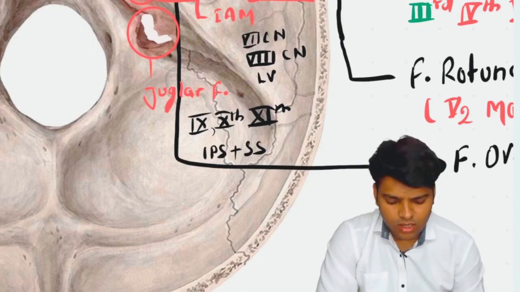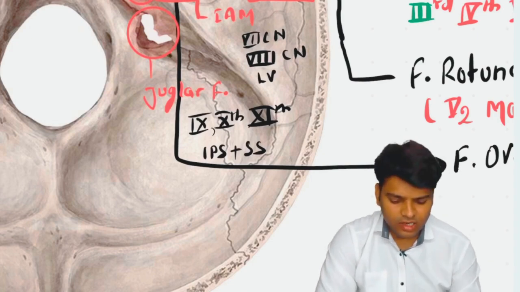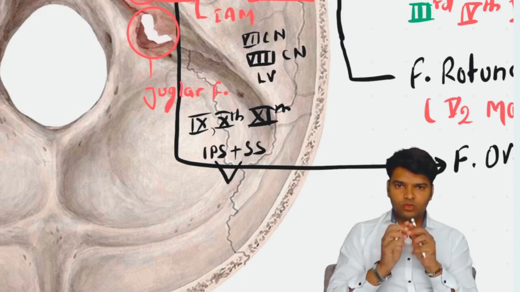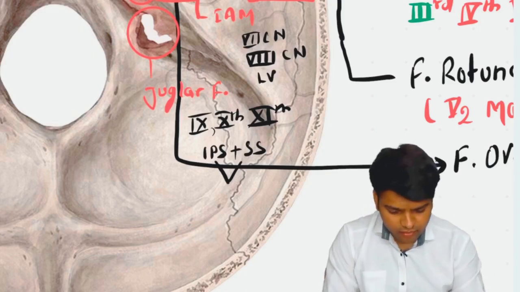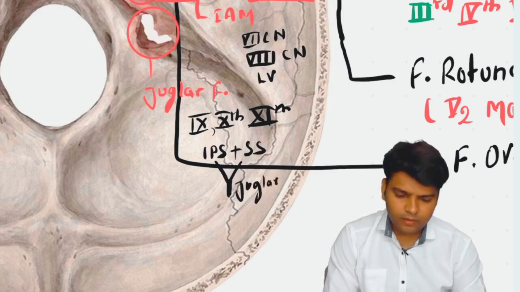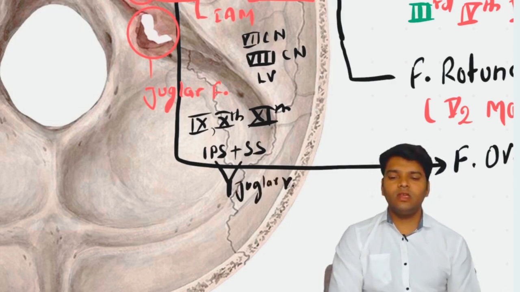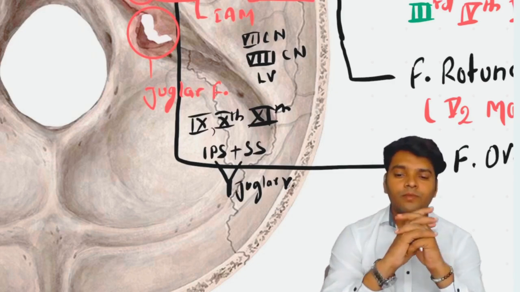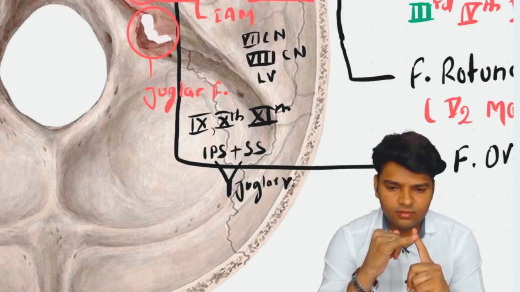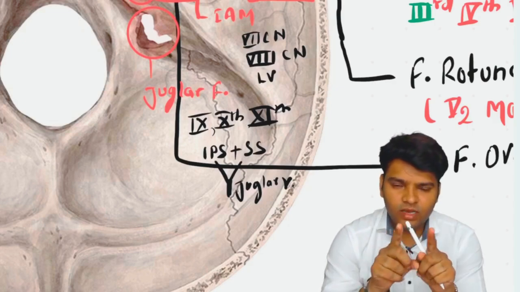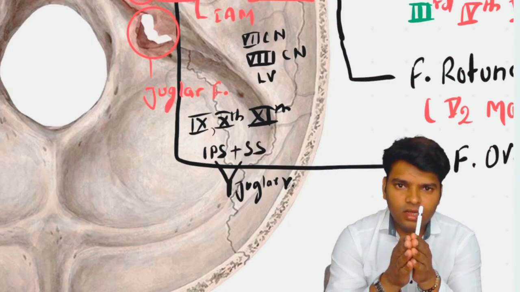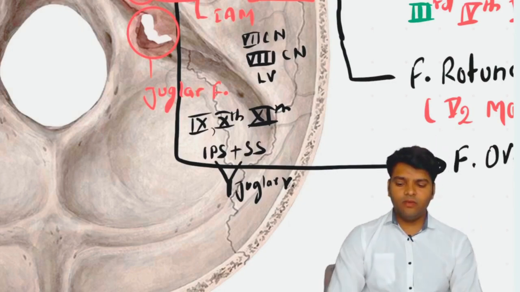Okay. The inferior petrosal sinus and sigmoid sinus both meet together just after passing through the jugular foramen, and form the jugular vein. So what are the structures passing through the jugular foramen? The 9th, 10th and 11th cranial nerves, and two sinuses also, the inferior petrosal sinus and sigmoid sinus, and both sinuses join together and form the jugular vein.